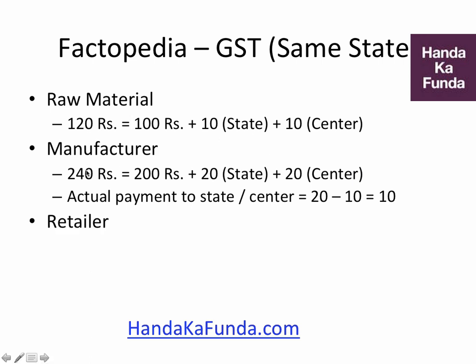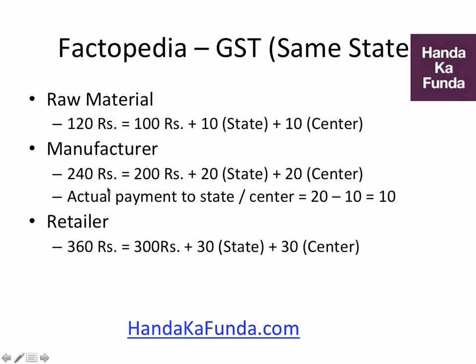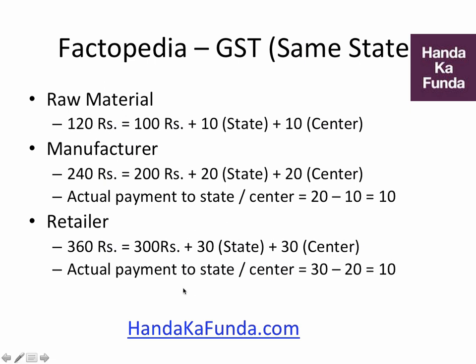The manufacturer has given the goods to the retailer at 240 rupees. Now, the retailer will charge 360 rupees from the end user, 300 rupees for himself, 30 rupees for the state, and 30 rupees for the center. But when he actually makes the payment to the state, what he is going to say is that I've already paid you 20 rupees. How have I already paid you 20 rupees? Well, I might not have paid you 20 rupees, but the manufacturer has paid you 10 rupees. The raw material guy has paid you 10 rupees.